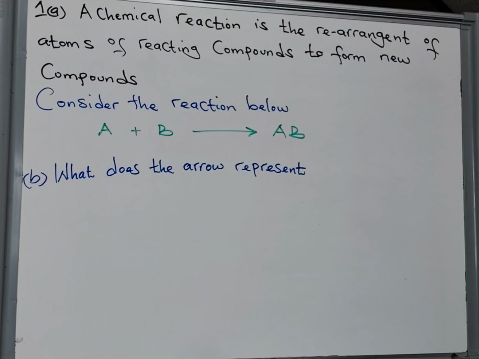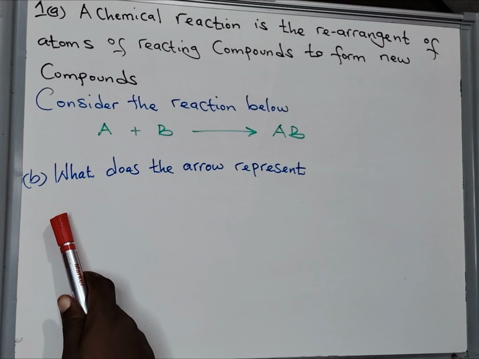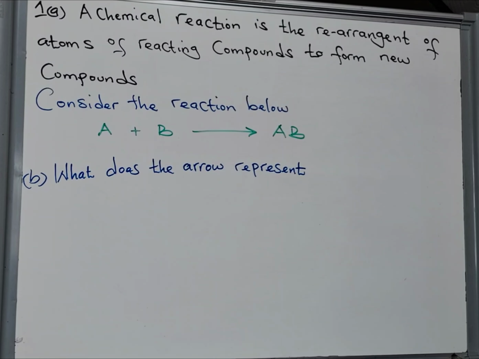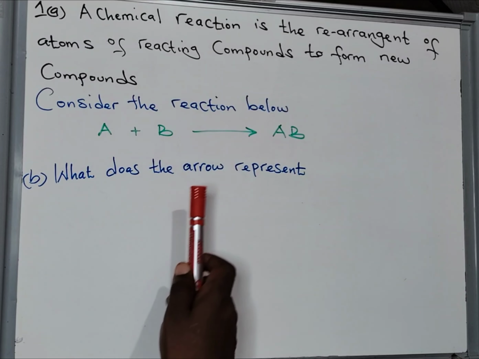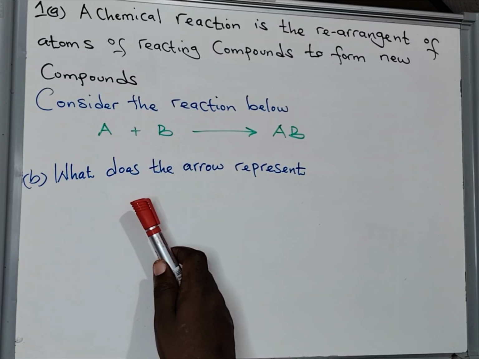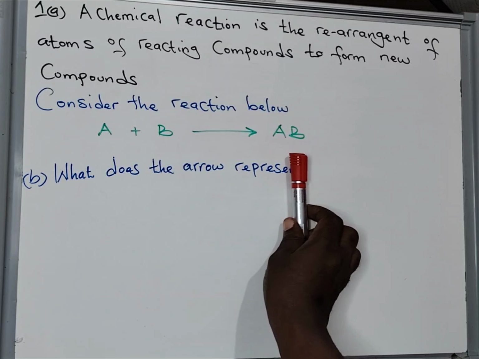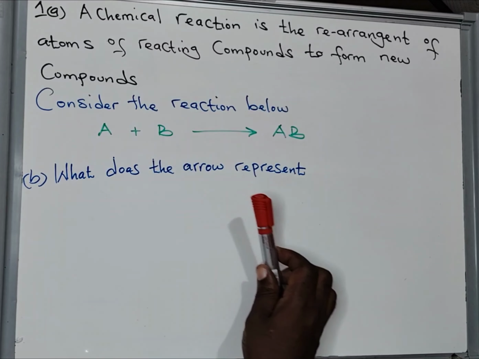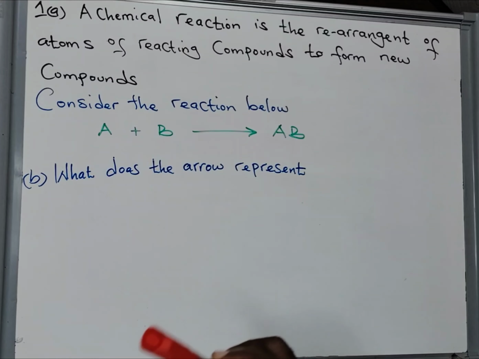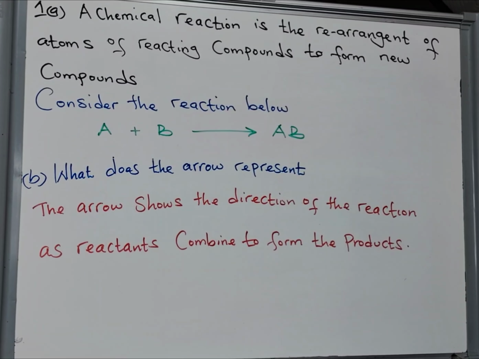So comes this question and says, what does the arrow represent? The arrow represents the direction of reaction as reactants combine to form the product. So that's what the arrow shows: the direction taken from the reactants to the product. So that is that.